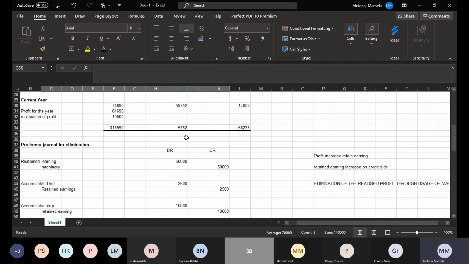So the subsidiary realized a profit of, let's see, on 132,118, we add with the profit realized during the current year of 59,752. 156,870 less 132,118 is 24,752.